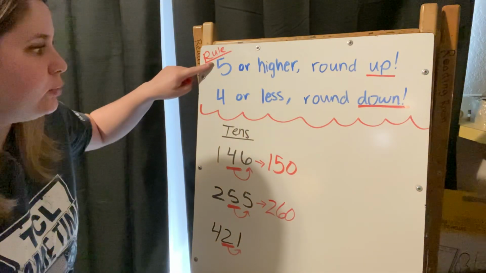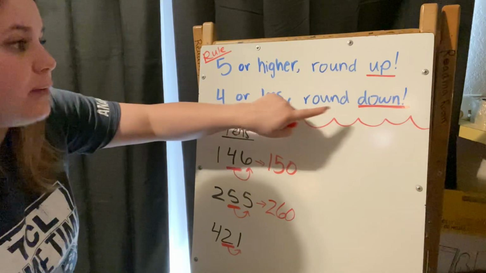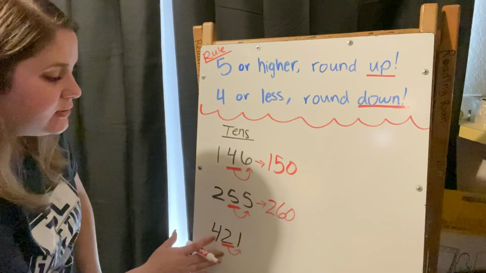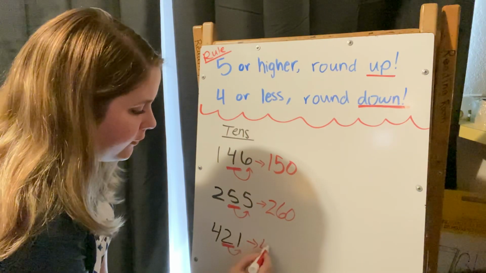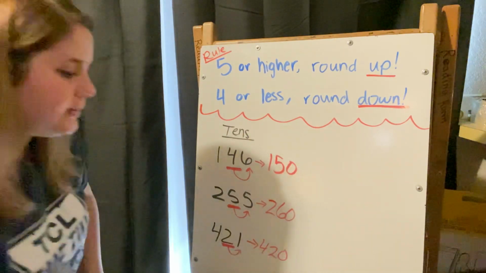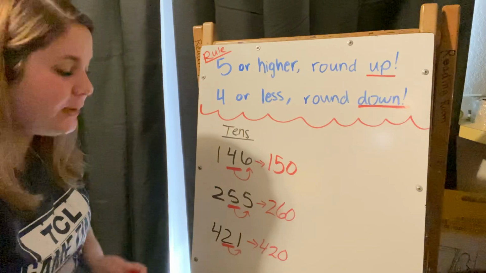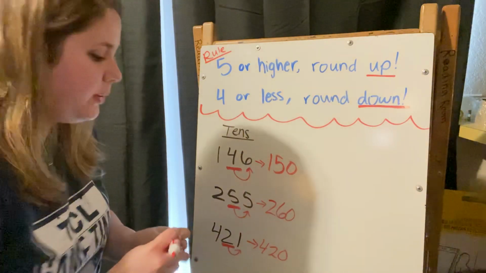So I'm gonna go back up to my rule. 4 or less, round down. So I'm going to round down. 421 is going to turn into 420 because that's what it's closest to. Okay, and then before we go, I'm going to do a couple of the hundreds.